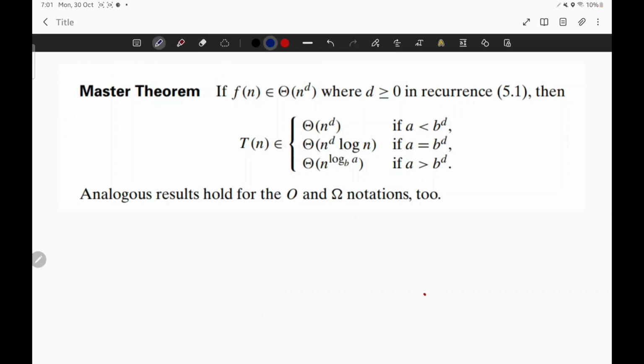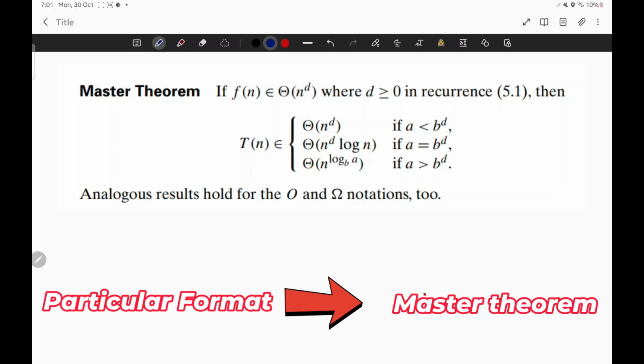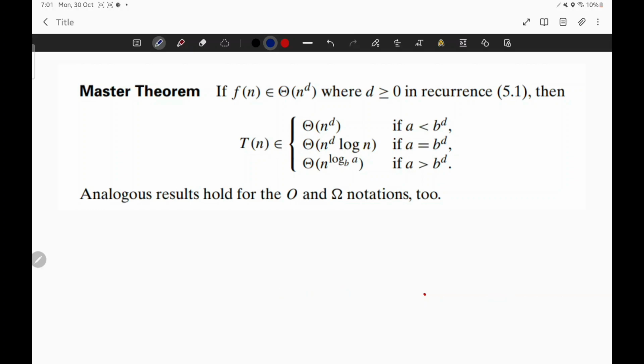We need to follow one particular format for the master theorem. Such kind of recurrence relation only could be solved using the master theorem. For example, T of n is equal to a T of n by b, which should be defined with the help of the f of n function. So first we shall see what the master theorem is. If f of n belongs to big O n to the power d, where this d is greater than or equal to 0, this appears in the recurrence relation.